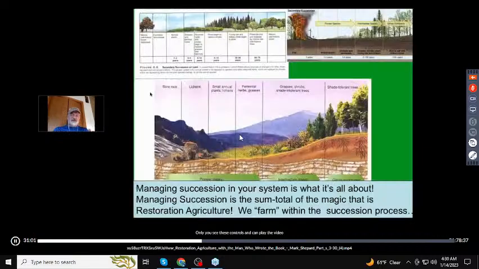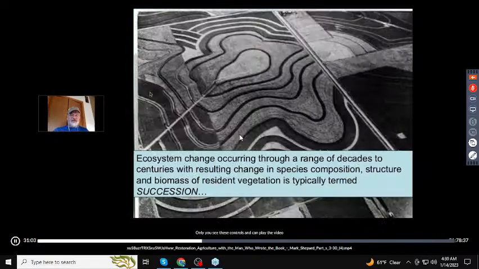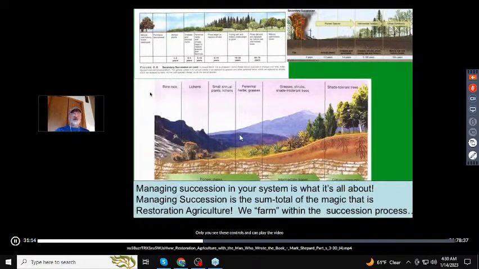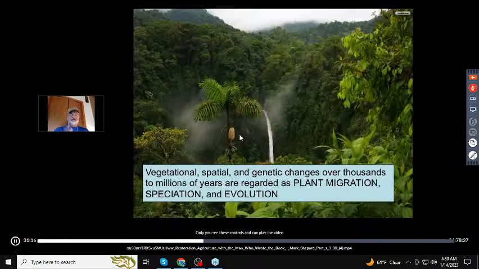So we did the definition of succession back here. Big ecosystem change through a range of decades to centuries with the change in species composition, structure, and biomass. That's succession. Well, if we start talking about the vegetation change, the spatial arrangement, and genetic changes within the population over thousands to millions of years, those are plant migration, speciation, and evolution.